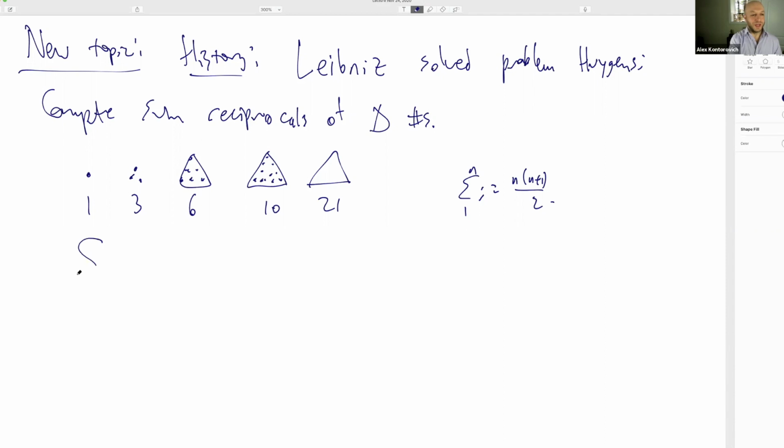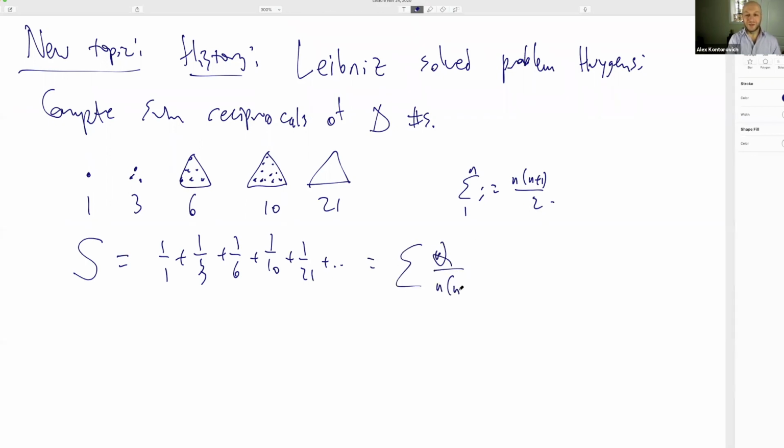And what Leibniz is being asked for is the series 1 over 1 plus 1 over 3 plus 1 over 6 plus 1 over 10 plus 1 over 15 and so on. So this is the sum of 2 over n times n plus 1. Okay? And Leibniz is very clever. Well, first of all, he pulls out the 2, and then we have a 1 over n times n plus 1. And Leibniz realizes that you can express this as 1 over n minus 1 over n plus 1, because when you cross multiply, you get n plus 1 minus n. That just gets you a 1 on top and an n times n plus 1 on bottom. And so actually this series completely telescopes.